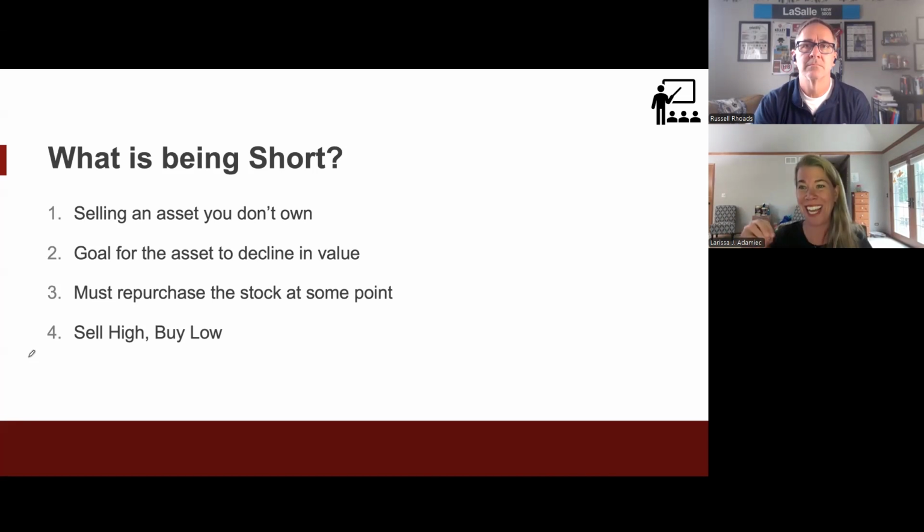We write another option to, and I'm drawing a blank on the word, to counteract the initial position. Okay, so they become canceling contracts then. And that's something very important to think about and be very mindful of when we're talking about options. Those are some of the mechanics that go behind it.